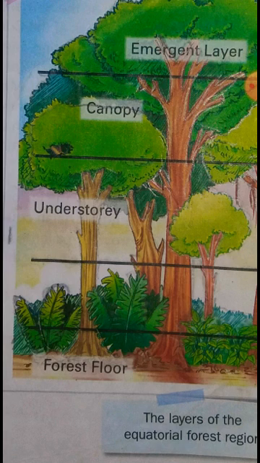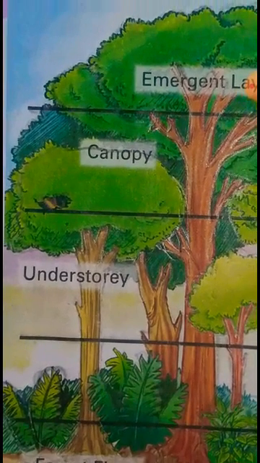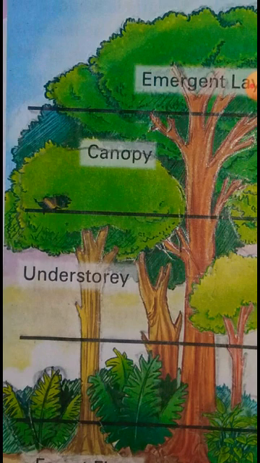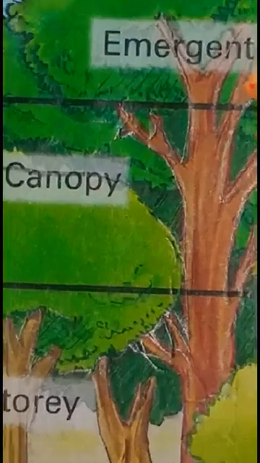The layer above it is known as understory. This is the understory layer. It consists of small trees, shrubs, ferns, creepers and orchids. Above this layer, the tall trees form an umbrella-like layer called canopy. This is the canopy layer.